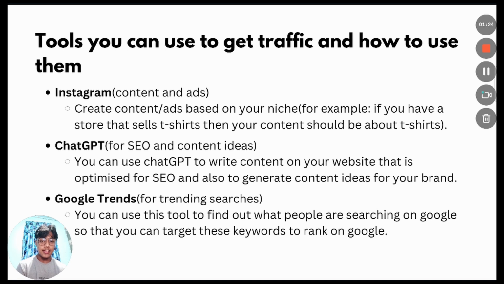The second tool is ChatGPT. You can use ChatGPT for SEO content and writing content ideas for your reels and posts. The next tool is Google Trends. This tool is really helpful if you're trying to find trending searches from your niche.